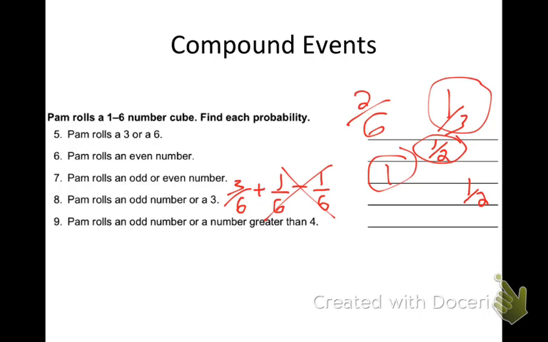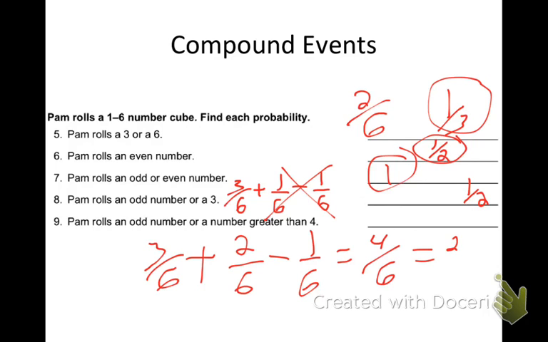Number 9. Pam rolls an odd number or a number greater than 4. Well, what's the probability of getting an odd number first? 3/6. What's the probability of getting a number greater than 4? Now, how many numbers greater than 4 are odd numbers? 1/6. So you add the first, subtract the second there, and you end up with 4/6 or 2/3 as your inclusive events.